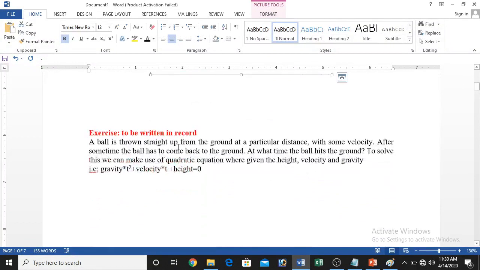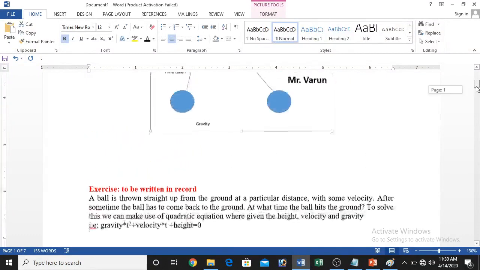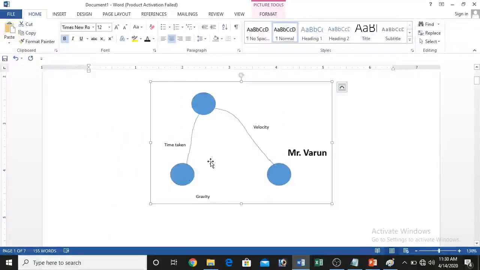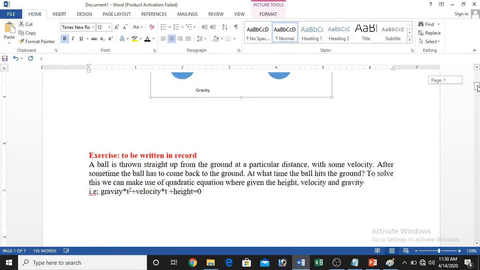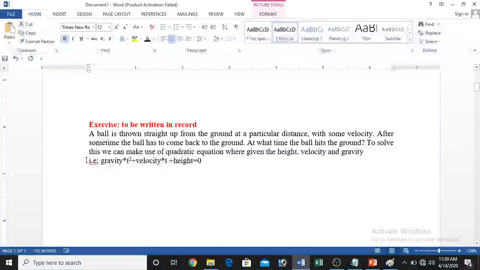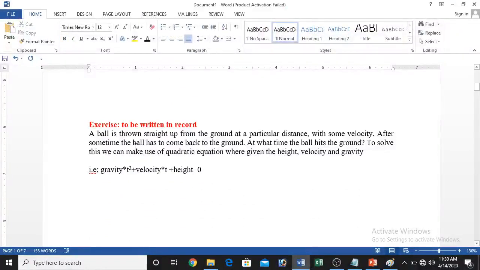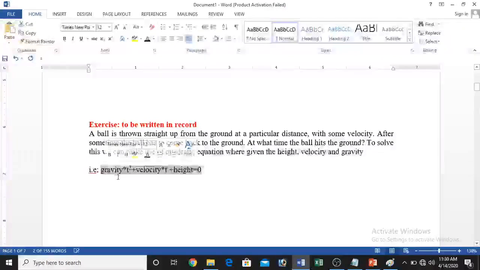So a ball is thrown straight up from the ground with some velocity. After some time the ball has to come back to the ground. At what time does the ball hit the ground? To solve this, we make use of the quadratic equation, given the height, velocity and gravity. That means given the velocity with which Mr. Varun throws the ball, the height the ball goes, and the gravity of the earth, it comes down. The equation can be represented as gravity into t square plus velocity into t plus height is equal to 0. This equation may be somewhat difficult for you since you have the terms gravity, velocity and height.